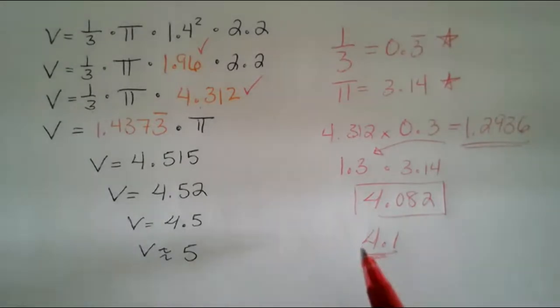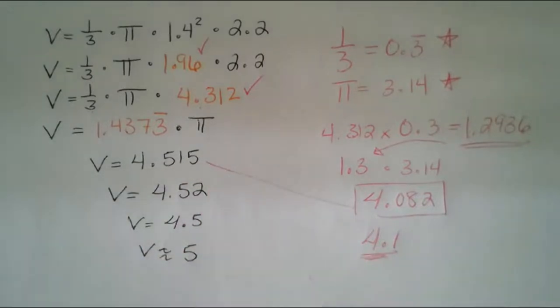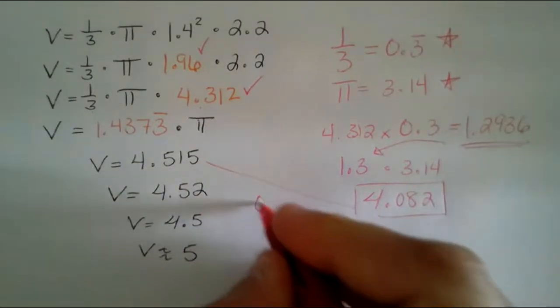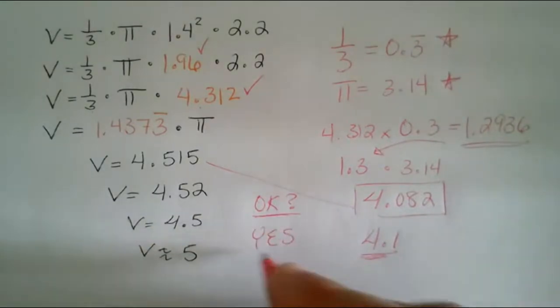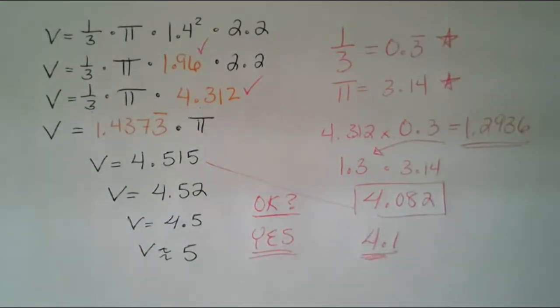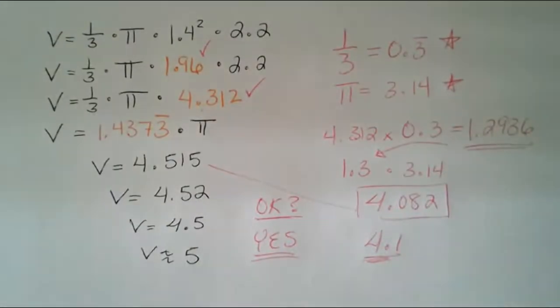Now, some people are thinking, wait, hold on a second. Hold on a second, Mr. Malone. You had 4.5 and now you're saying 4.082 and you're saying this is okay. Yes. Why is it okay for right now? Okay. Again, we're at home. Some of us don't have calculators. We're using our resources. You're using your iPhone.